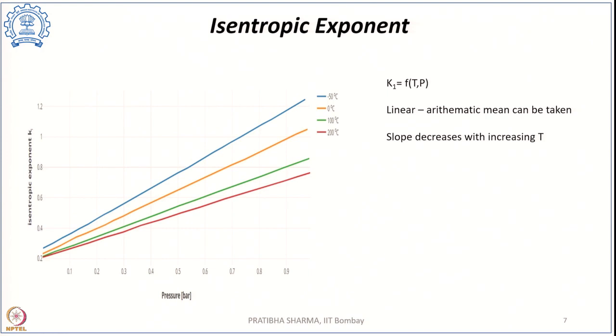Now, this is the variation of the isoentropic coefficient k 1, which we have used for the state equation relating pressure and volume. If we see how the k 1 exponent varies with pressure at different temperatures, we can see that there is a linear variation. When we study the work of compression, we will see that the isoentropic exponent could have a different value at different states. When we consider the variation to be linear, the calculation becomes simpler, and we can take the arithmetic mean of the two different states to find the exponent. Also, we can see that as the temperature increases, the slope for the isoentropic exponent also decreases; this is the highest temperature for this graph.